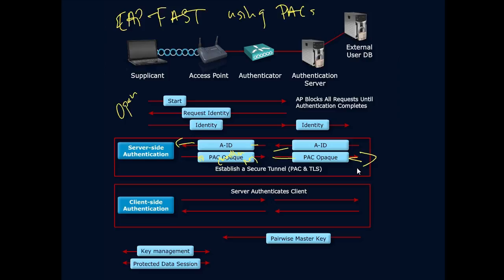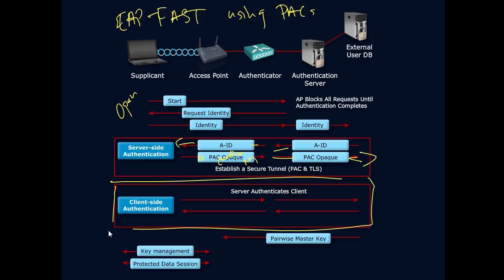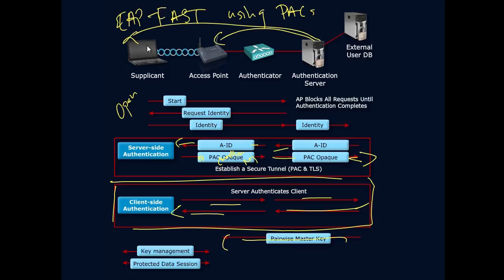The server says, great, I know who you are now. Now we have a tunnel using those keys, don't we? With that, the server authenticates the client, the client authenticates the server, and then the pairwise master key is now delivered, and now we can use the pairwise master key to encrypt this area here.